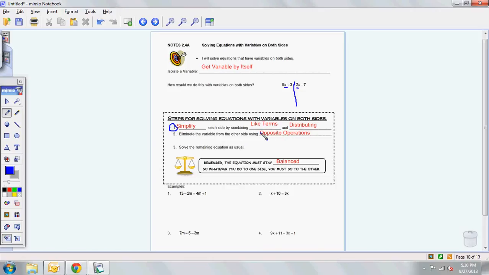But you must simplify each side by combining your like terms and distributing. So we're going to get more practice with that tomorrow. But you're going to eliminate the variable from the other side using opposite operations. So we're going to eliminate an x on this side by doing the opposite on this side, okay? And then you're going to solve, once you have it on one side, it's just like what we've been using. It's really important to remember that you keep these equations balanced as you go.